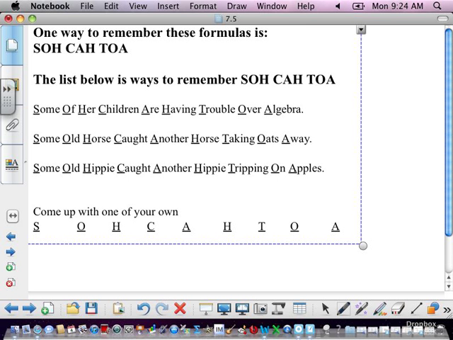So this is SOHCAHTOA, sine opposite over. So some of her children are having trouble over algebra. Sine, opposite over hypotenuse. Cosine, adjacent over hypotenuse. Tangent, opposite over adjacent. Another one is some old horse caught another horse taking oats away. I like this one. Some old hippie caught another hippie tripping on apples.